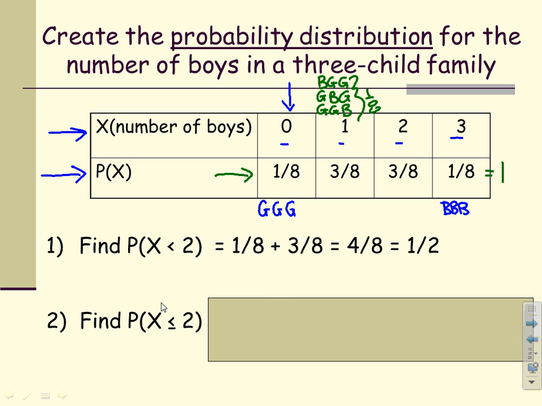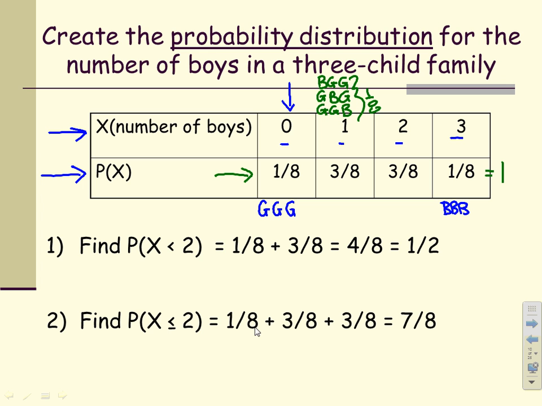If we look here, the second question looks oddly similar to the first, with the difference being the inequality symbol. Now we're saying less than or equal to 2, which includes one more possible outcome, this example here where we have 2 boys. So all we have to do is add that into what we already had for number 1. 1/8 plus 3/8 plus 3/8 equals 7/8. And there we go. The only one not included there is having 3 boys.